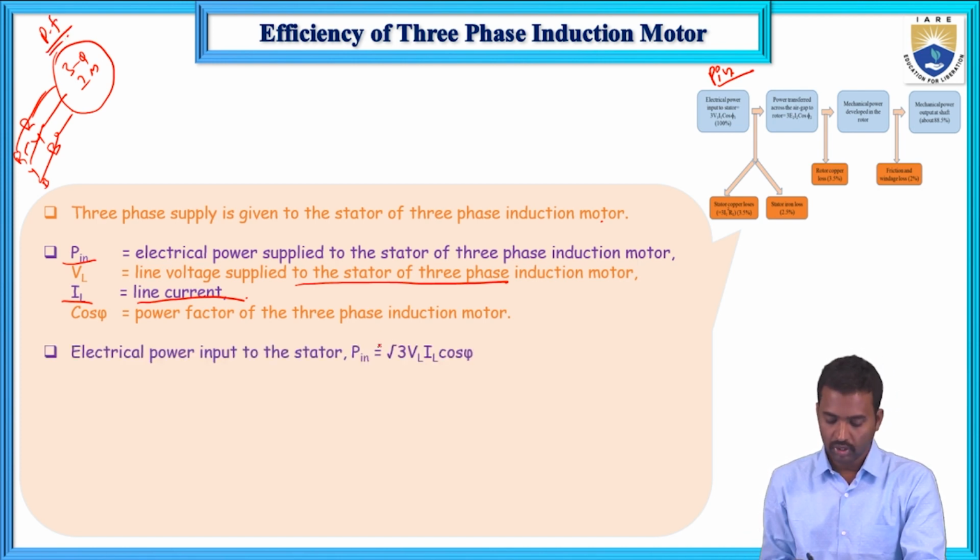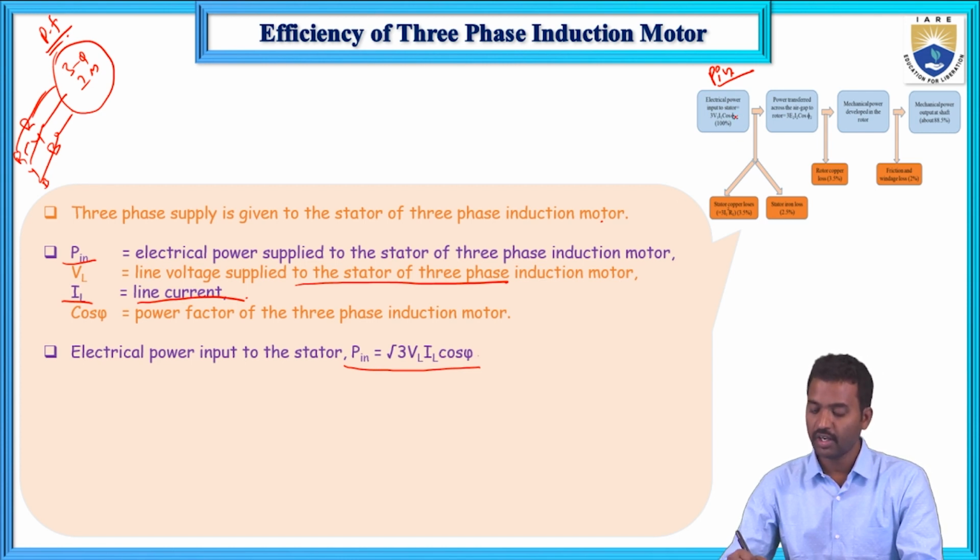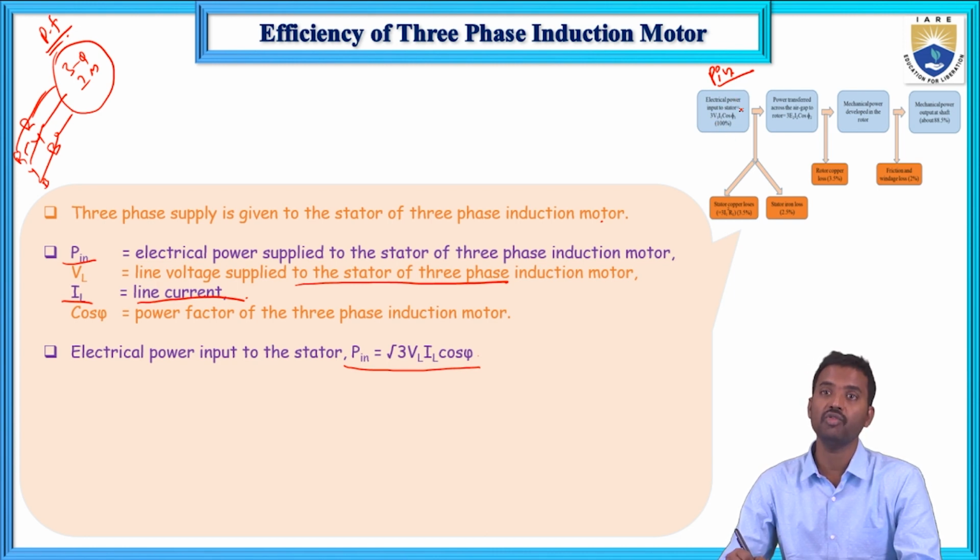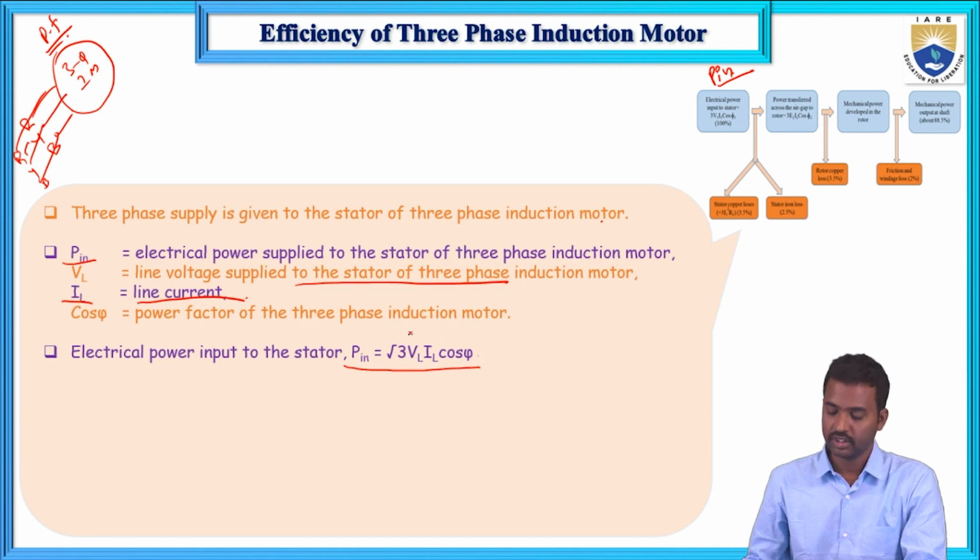Now, total electrical power P input equals root 3 VL IL cos phi. In terms of phase values, it is 3 into V1 I1 cos phi. Here V1 and I1 are the phase voltage and phase current, and VL and IL are the line voltage and line current.